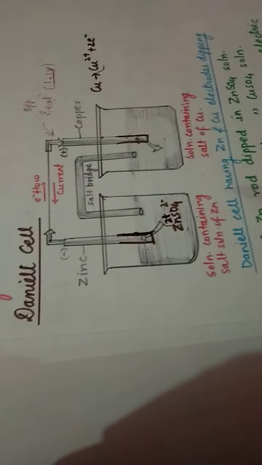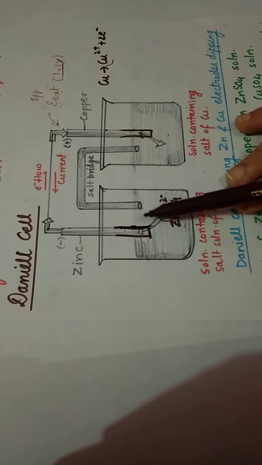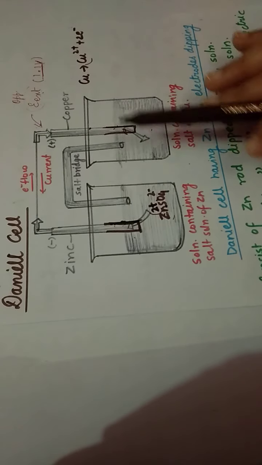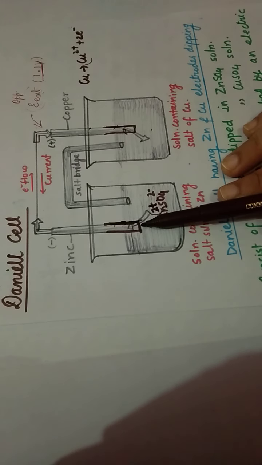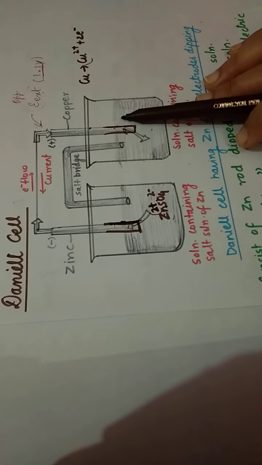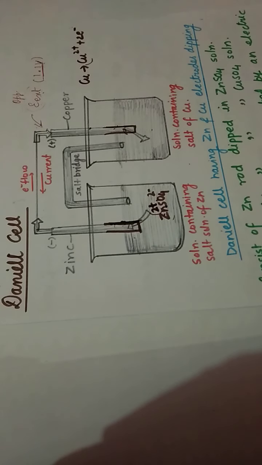Here you all can see the anode and the cathode. Anode is on the left side. Anode is always written on the left side and cathode is always written on the right side. Anode on left side, cathode on right side.